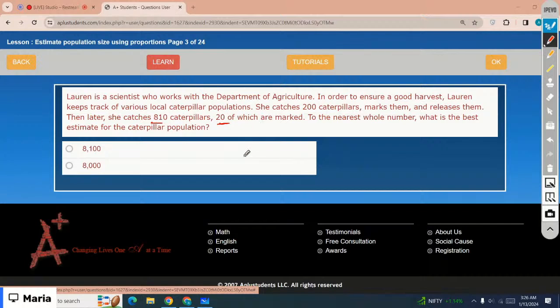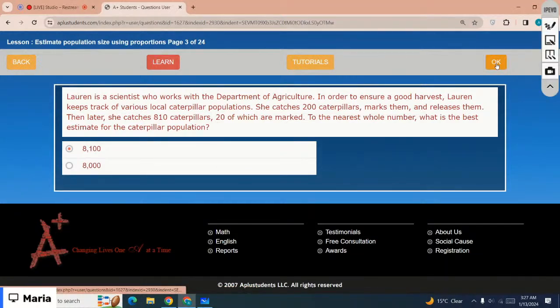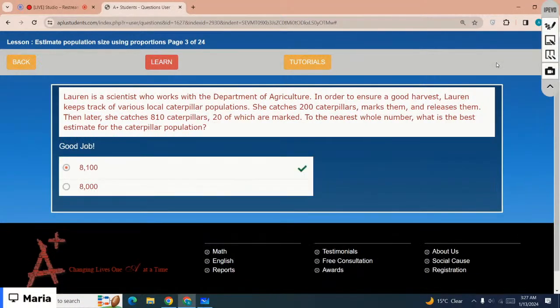So you have 20 marked out of 810, and originally they marked 200, and we need to calculate the estimated population. So just solve it for P, that is P equals 200 times 810 divided by 20. So the correct option is 8100. Got it? The correct option is 8100. Okay, you can complete the lesson by yourself later today.